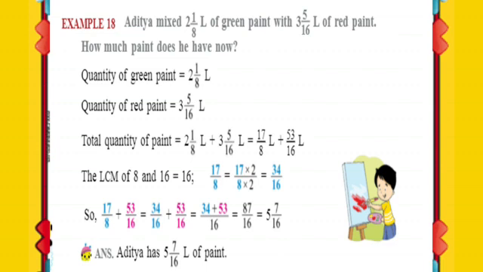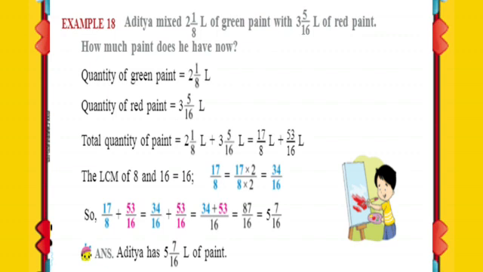So it is again, the operation is addition. So you write the statement as quantity of green paint is 2 1 by 8 liters and the quantity of red paint is 3 5 by 16 liters. So the total quantity of the paint is 2 1 by 8 liters plus 3 5 by 16 liters.